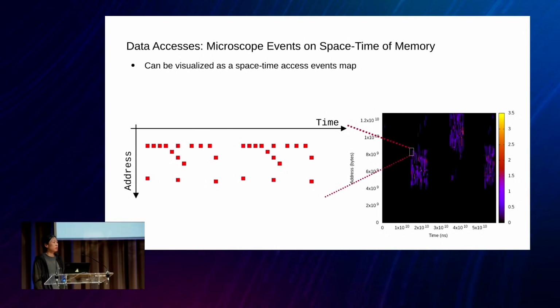So to talk about how we can find hot and cold data, what are data accesses? We can define data accesses as microscopic events on the space and time of the memory. That can be simply visualized as a space-time access event map, like the one shown on this slide. The x-axis shows the time, and the y-axis represents the address space, and then we can show events coming up and going away on the space and time.